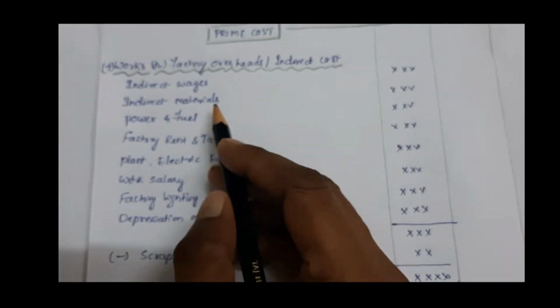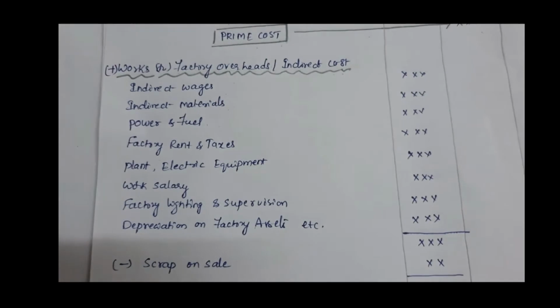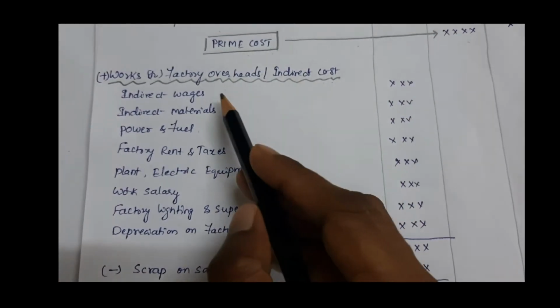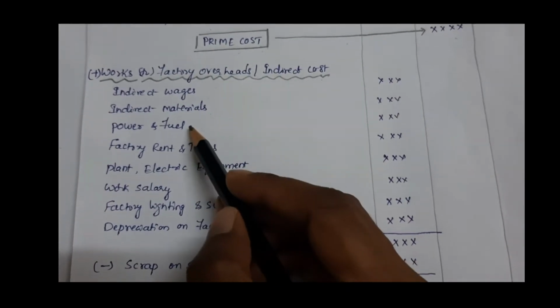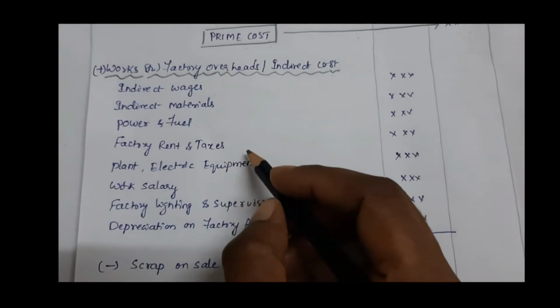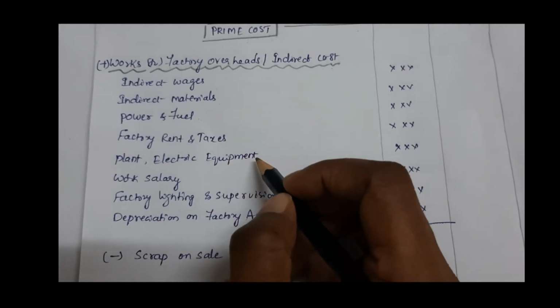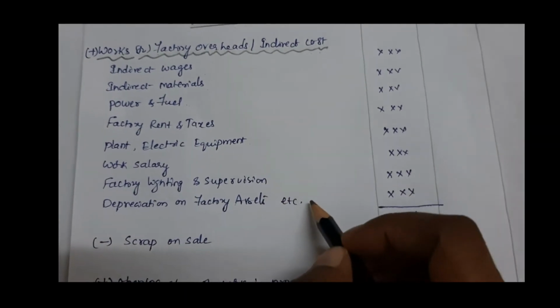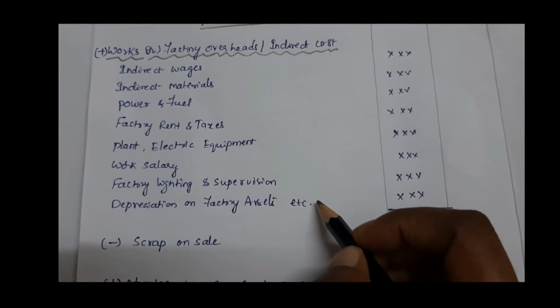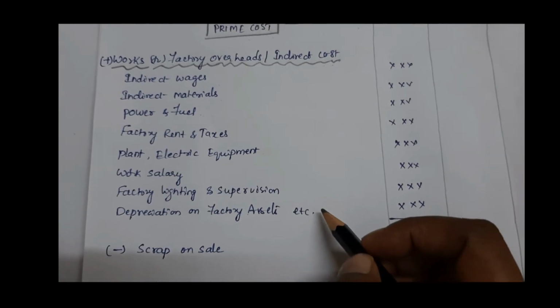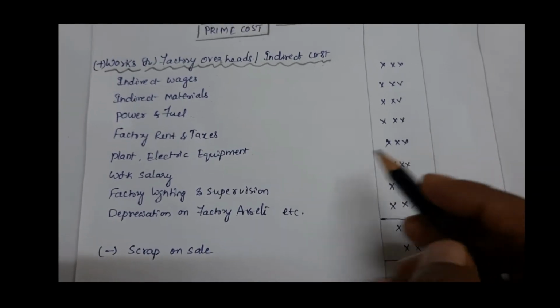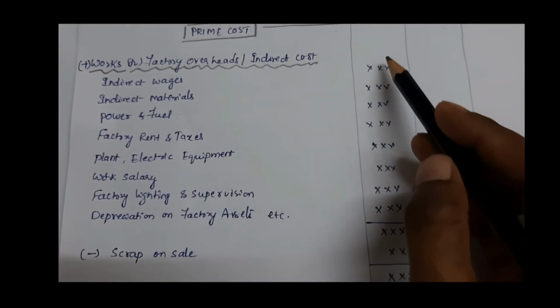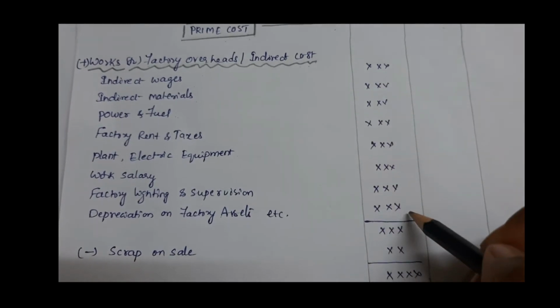So these indirect costs include direct wages, direct material, power and fuel, factory rent and rates, plant, electric equipment, work salary, factory lighting and supervision, depreciation on factory assets, etc. So any other factory related expenses will be considered here, and we should take the amount in the inner column.